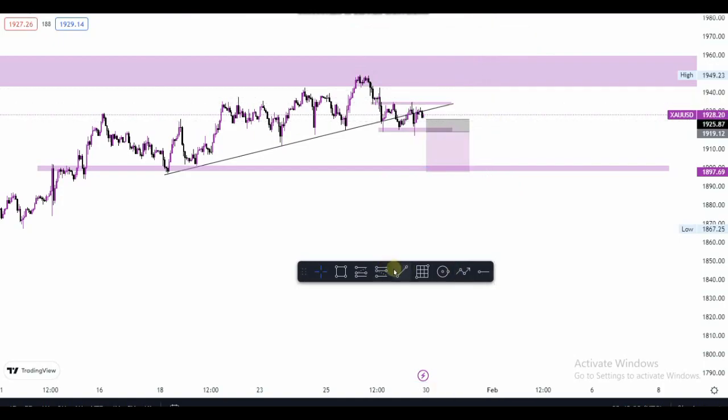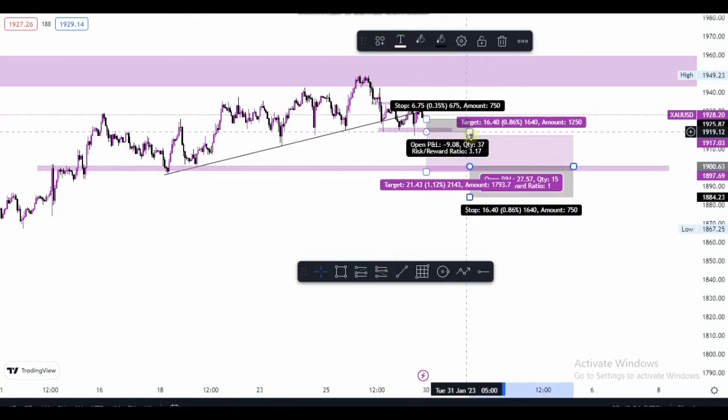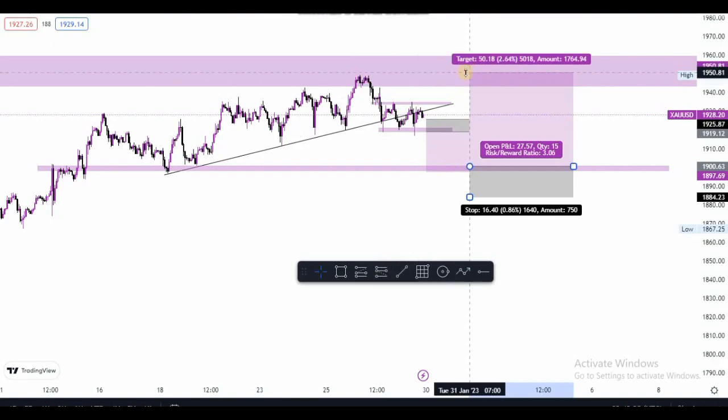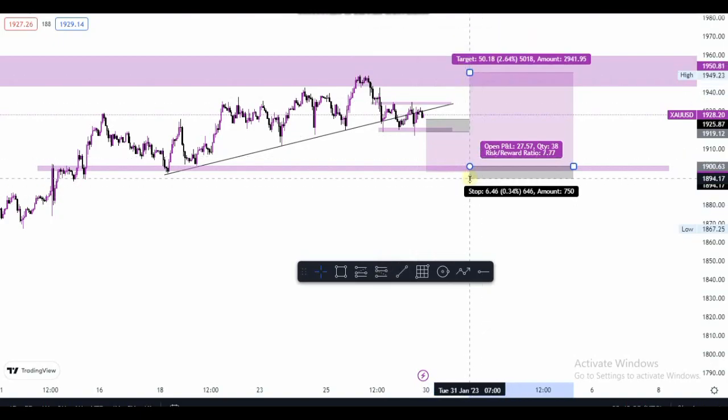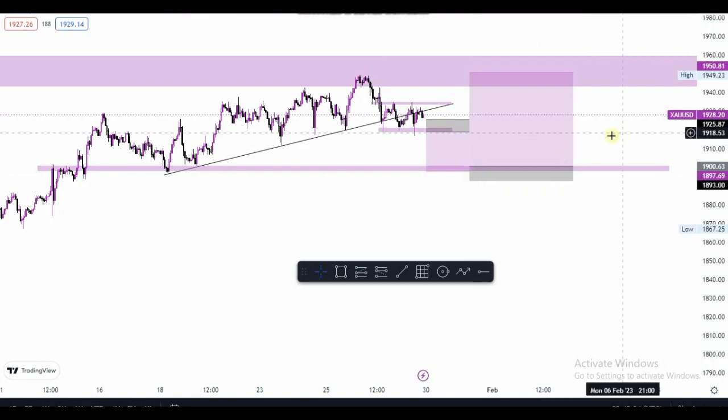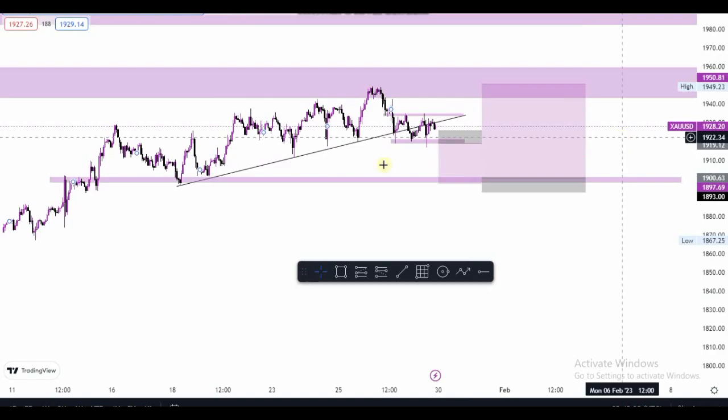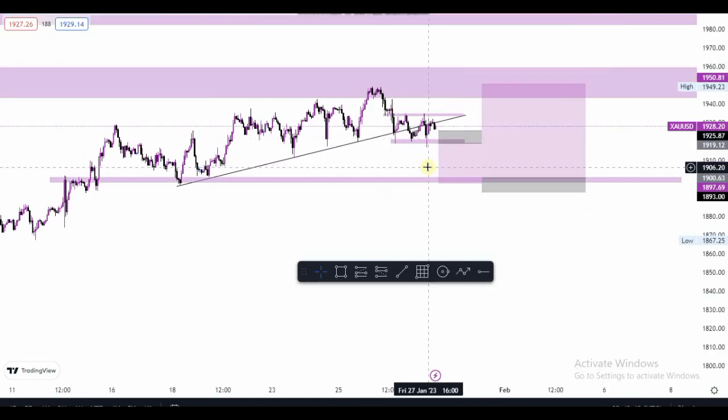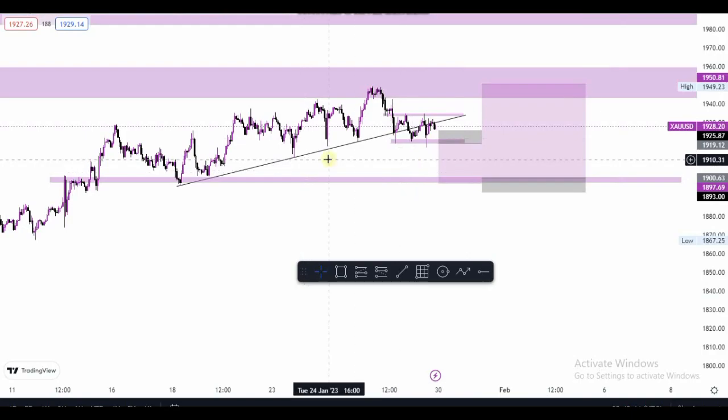Or if you don't want to risk it all and you want buys, then you can wait for the market to come down here. Then that's when you place your buys. You take profit right here, then you put your stop loss right below this level, and a nice risk to reward ratio of 1:6. So that is it for gold, and let's head over to the next pair.